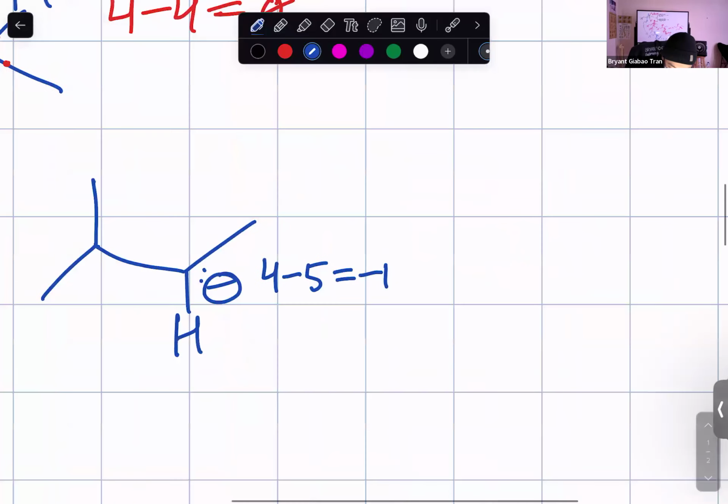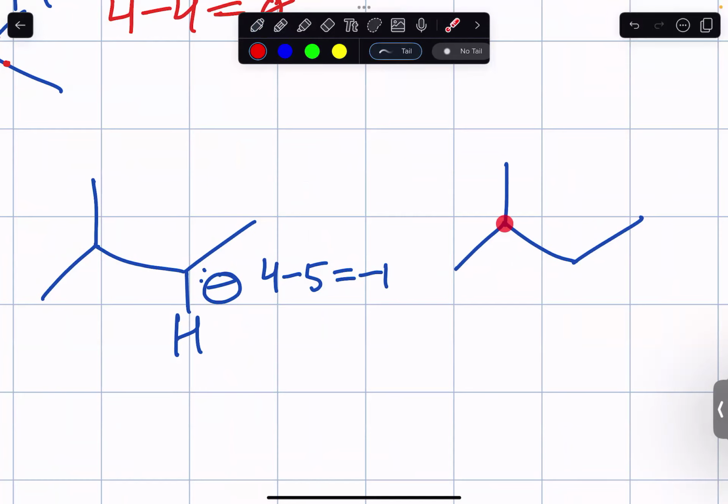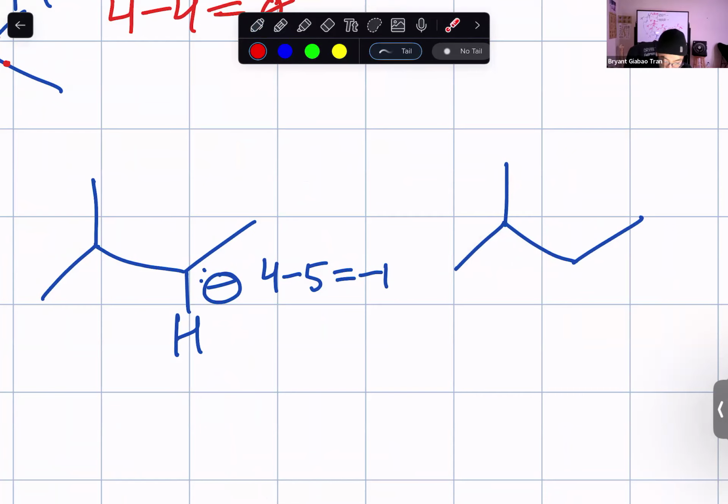But let's say we have something like this where there's no hydrogen bond here. If there's no hydrogen bond and no lone pairs of electrons, what would be the formal charge of this carbon? Wait, no hydrogen and no lone pair? Yeah, no hydrogen, no lone pair. It just has 3 single bonds like this. Oh, so it'd be like 1? Yeah, it would be positive 1, right?